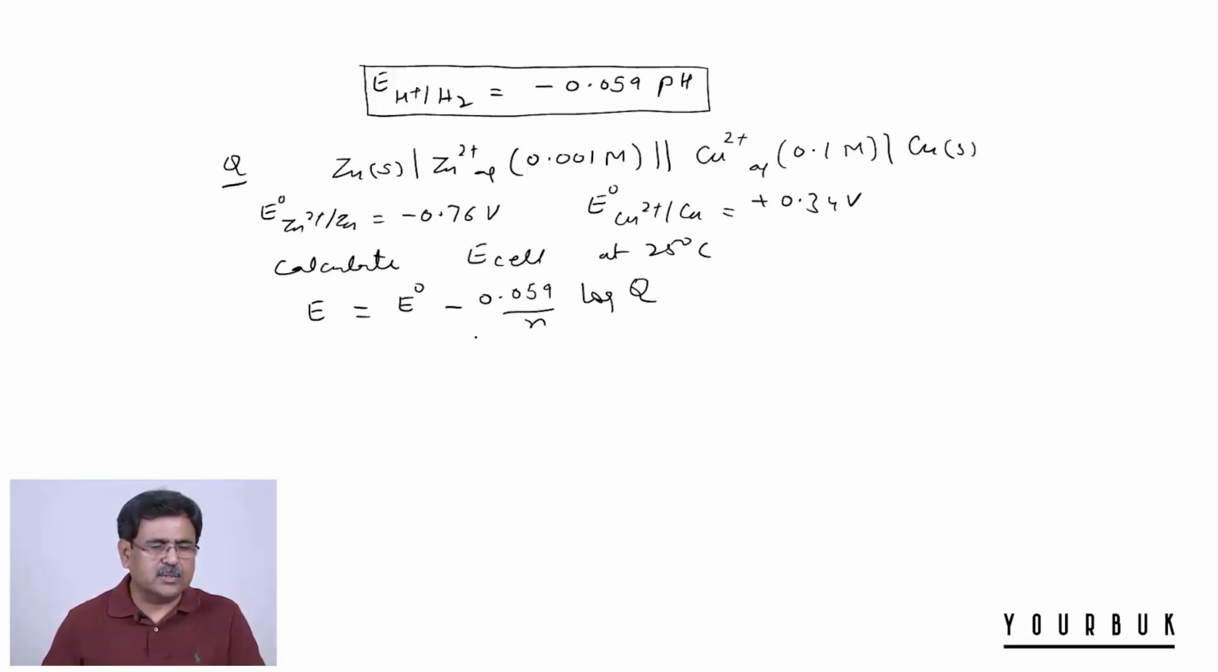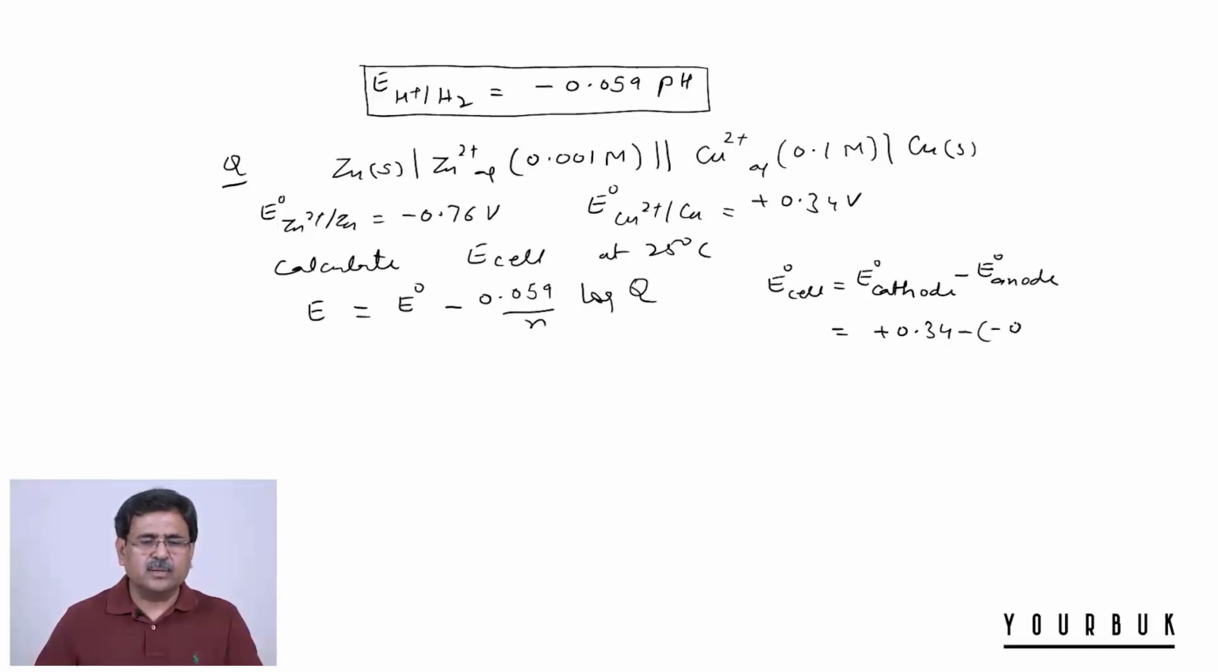So to find the cell potential, we should know the value of E degree, n, how many moles of electrons have been transferred from anode to cathode, and also the value of Q. As the cell is already given, we can calculate the E degree cell as E degree cathode minus E degree anode. Cathode is copper, whose potential is 0.34, minus anode zinc, minus 0.76 volt. So the standard cell potential is equal to plus 1.10 volt.